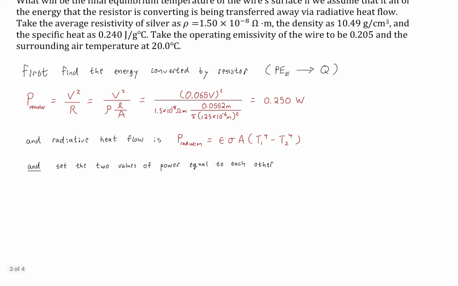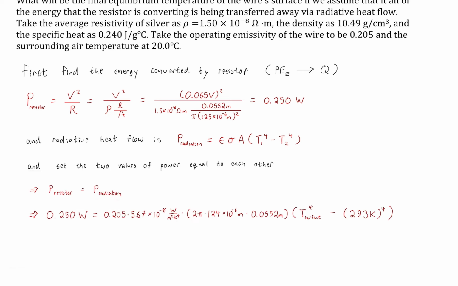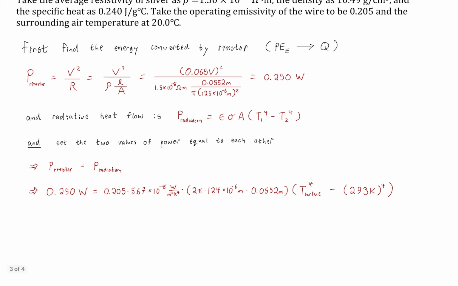Okay, so here we go. Setting the two powers equal to each other because of the equilibrium condition. All right, so there we have the power we solved for, just the value of it. And here I'm just plugging in my values. So my emissivity is 0.205. There's no units on emissivity, okay?